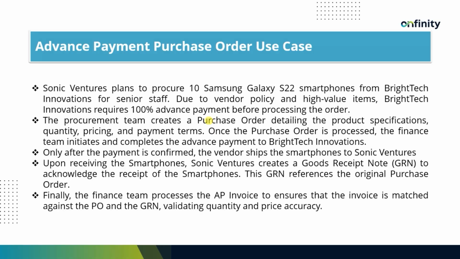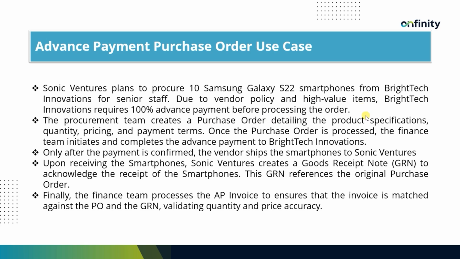Now let's begin with the advanced payment term purchase order use case. This will help you to better understand how this process will work in real life. In this scenario, Sonic Ventures plans to procure 10 Samsung Galaxy S22 smartphones from Tech Innovations for senior staff. Due to vendor policy and high-value items, Tech Innovations requires 100% payment before processing the order.